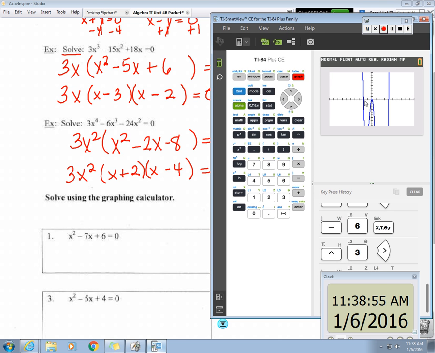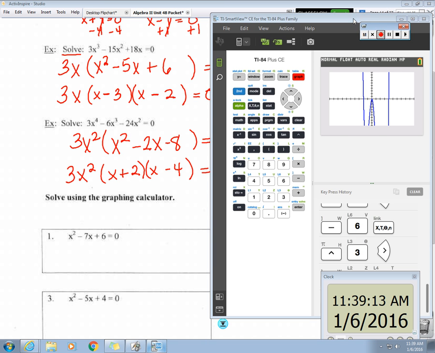Right here at negative 2, which was one of our solutions. Over here at 4, which was our second one. And then look, there's a bounce right there at 0, which counts as 2 solutions for a total of 4. And the reason there's 4 is because it's quartic. Does that make sense?